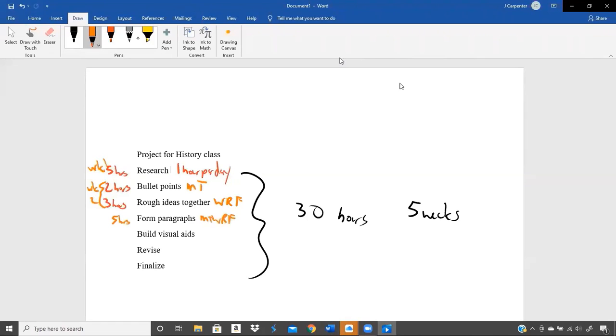Building our visual aids, again, maybe that's going to take us 5 hours, maybe. Just depends on how detailed you're going to be. Are you going to make some nice, wonderful 3-dimensional diagram, or are you just making a poster board? So again, 1 hour a day, Monday, Tuesday, Wednesday, Thursday, Friday.